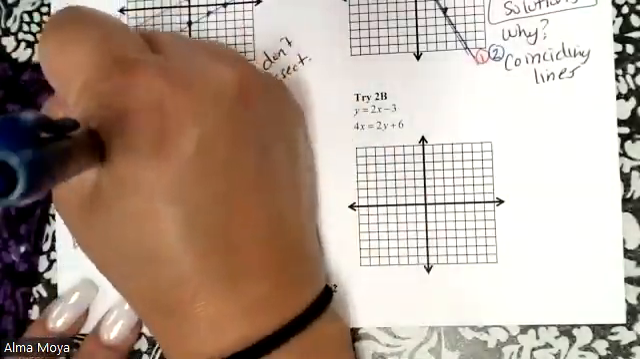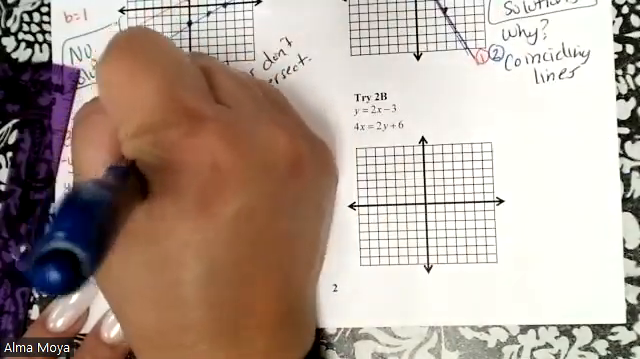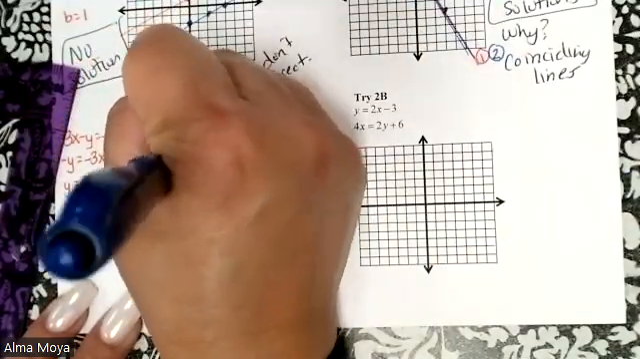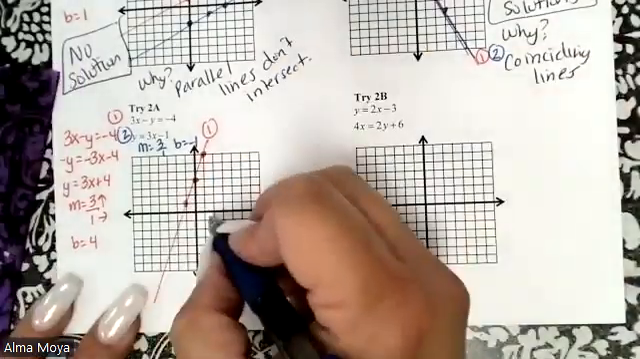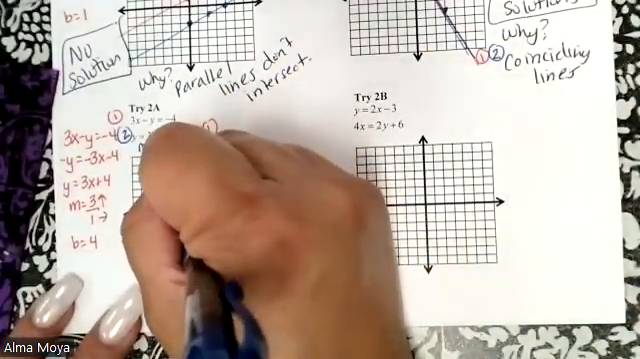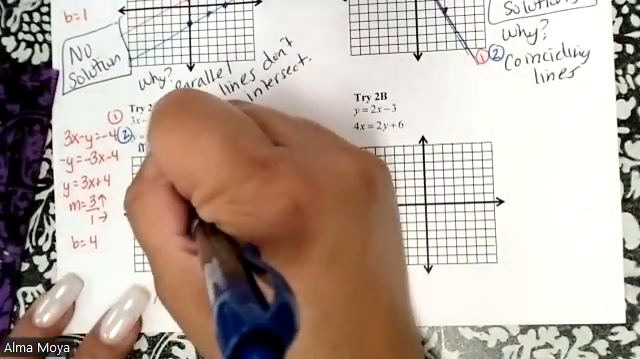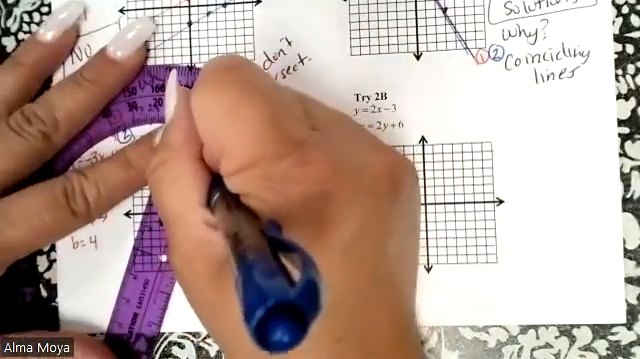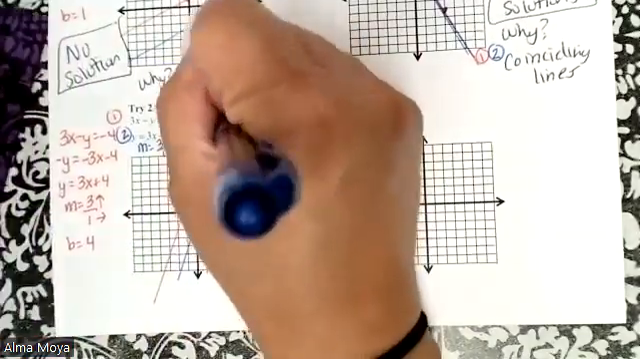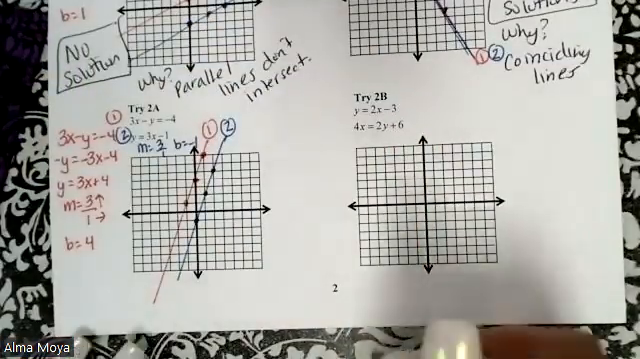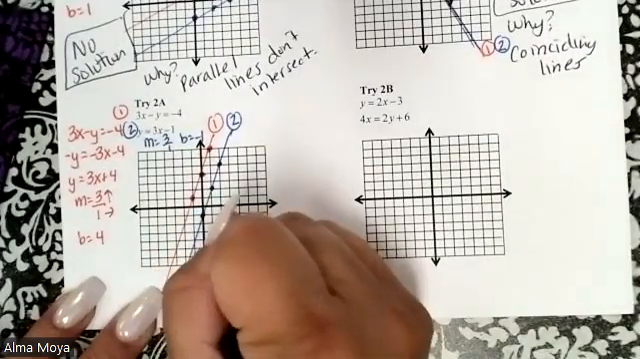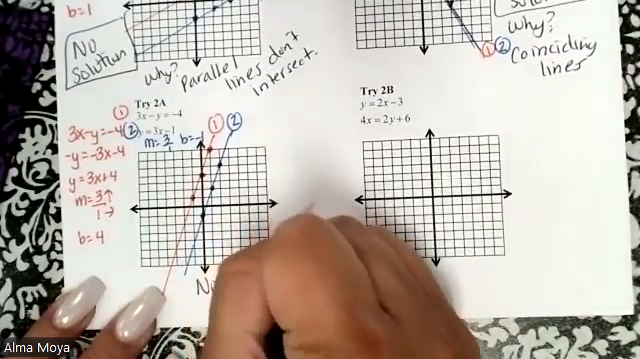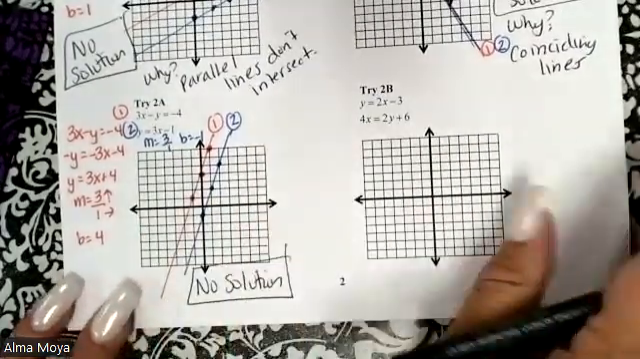On equation 2, right there, the m is going to be 3 over 1, and the b is going to be a negative 1. My y-intercept is at negative 1, and then it's going to go up 3, 1, 2, 3 over 1. And as you can see, the lines are parallel. So because they are parallel, this is going to be no solution. They will never cross each other.